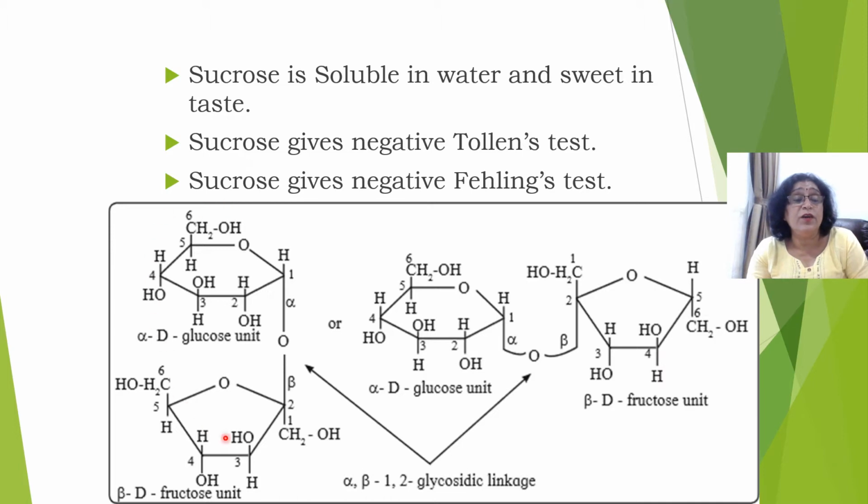To see whether a sugar is reducing or non-reducing, we have to check that any one of the carbons contains the hemiacetal group. That means it should have H, OH and O, the ether linkage. Any one carbon should have all three things.